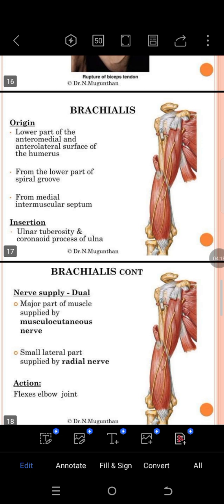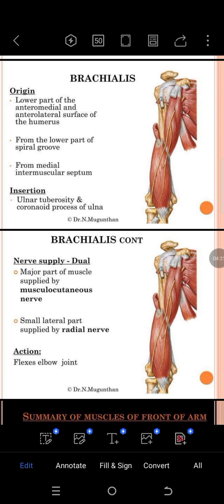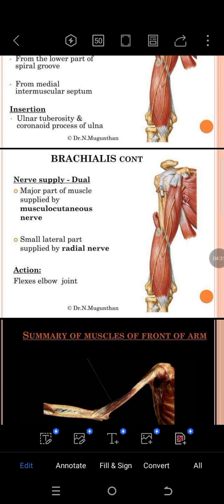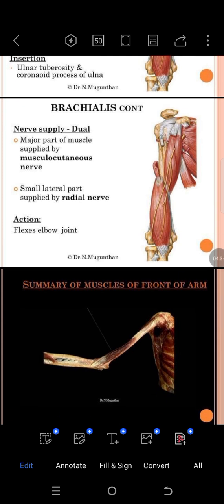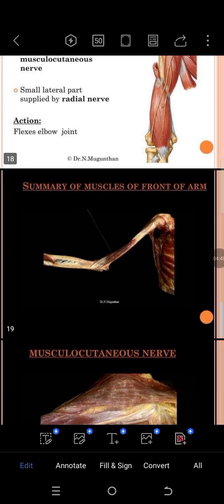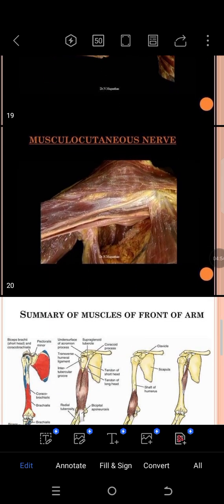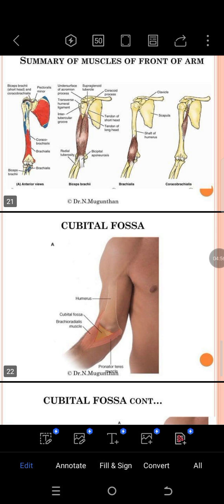Okay, this is the brachialis. Like I said, origin is the lower part of the anterior medial and the anterior surface of the humerus. Inserting on the ulnar tuberosity. Okay, it inserts on the ulnar tuberosity. Nerve supply: this one is a modified muscle. I've forgotten the term that I usually use, but it's supplied by the musculocutaneous nerve as well as the radial nerve. So its action is simply to flex the elbow joint. Okay, so that's about that.